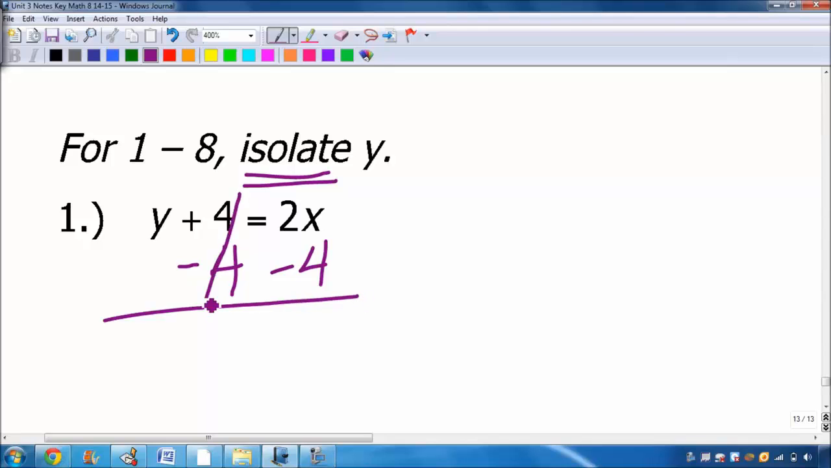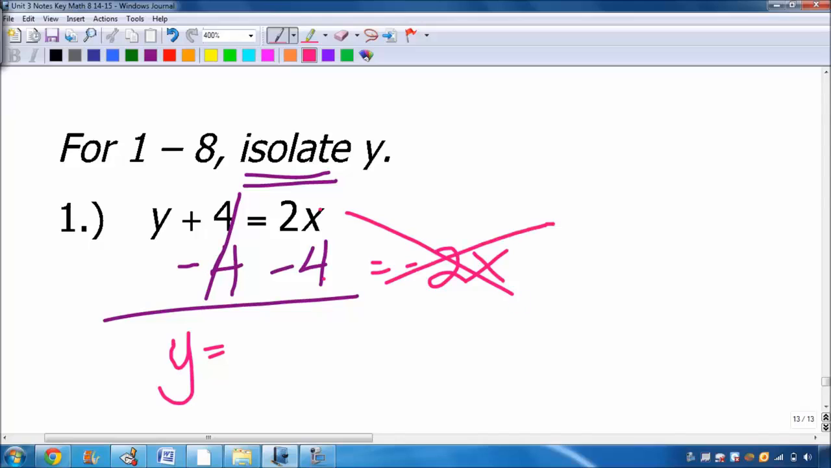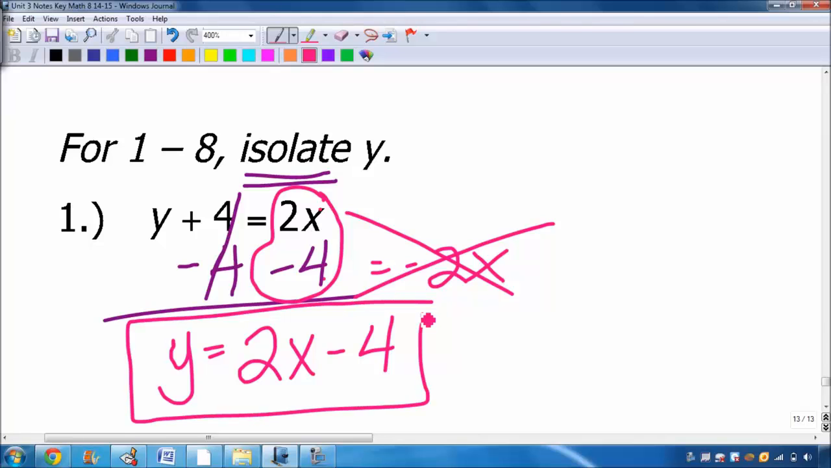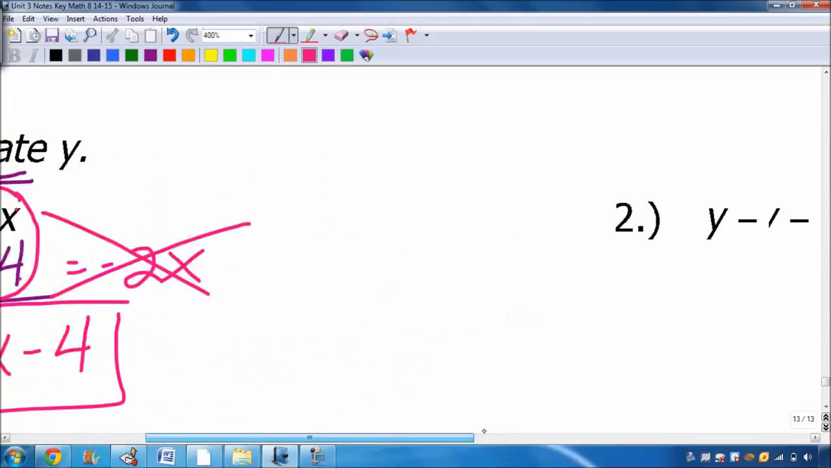Now, here's where people mess up, and I don't want you to mess up. People will think that 2x minus 4 is equal to negative 2x, but it's not, because they're not like terms. You're not allowed to combine them. So you literally write down what you see. 2x minus 4. Is the y by itself? Absolutely, so I'm done with that problem. Okay, let's take a look at number 2.